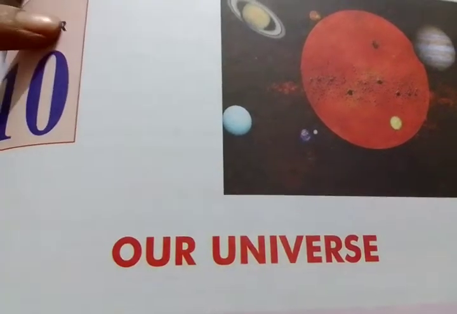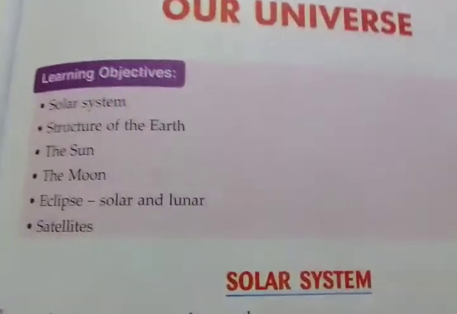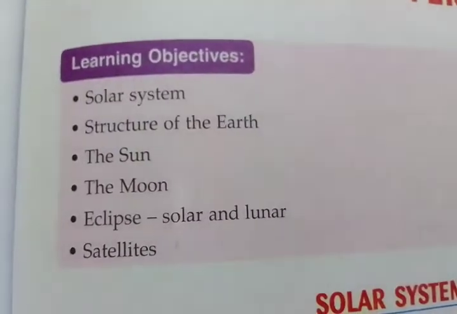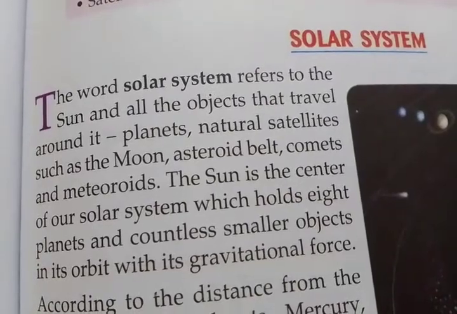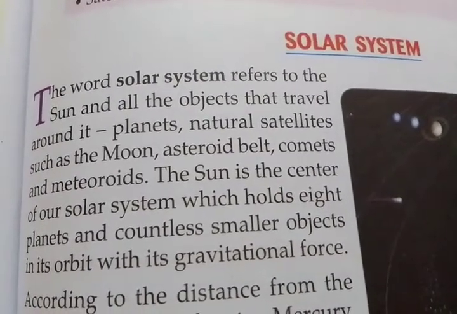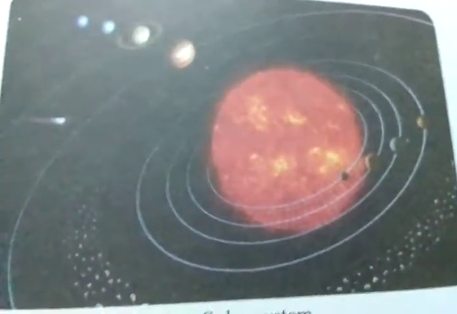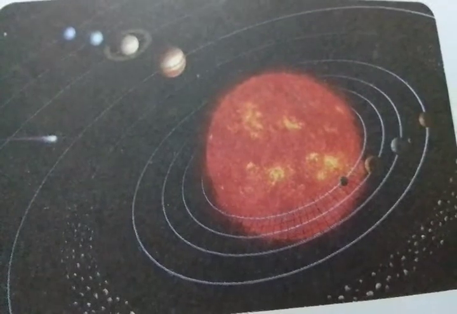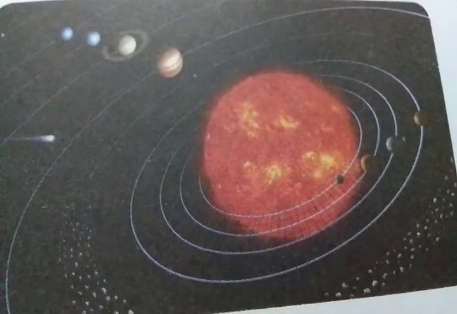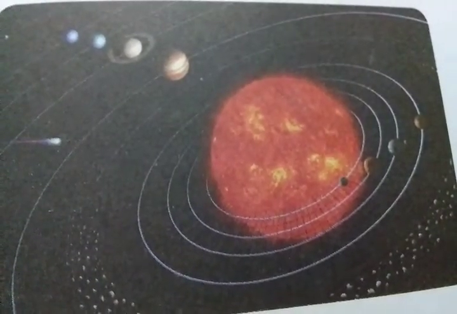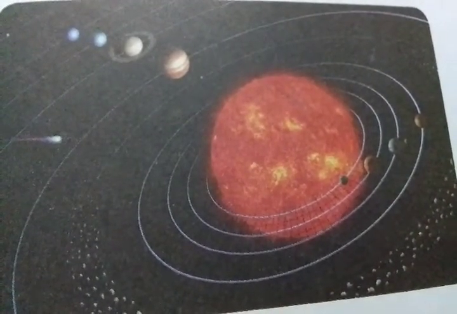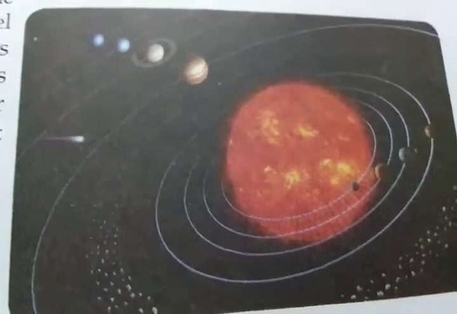In this chapter we already learned about the solar system. The word solar system refers to the sun and all the objects that travel around it. What are the objects? Those are planets, natural satellites such as moon, asteroid belt, comets and meteoroids. And sun is the center of the solar system.